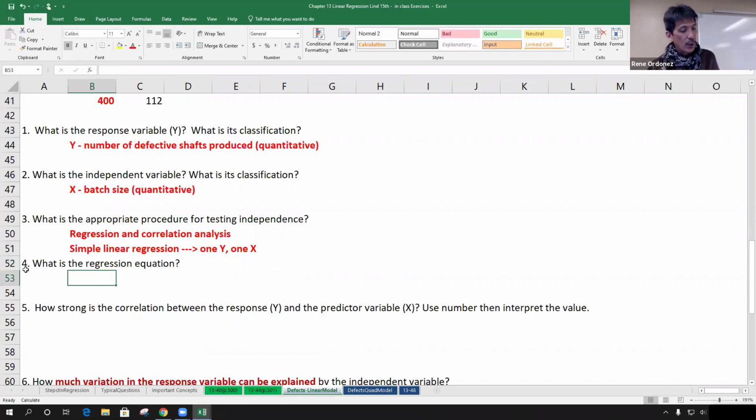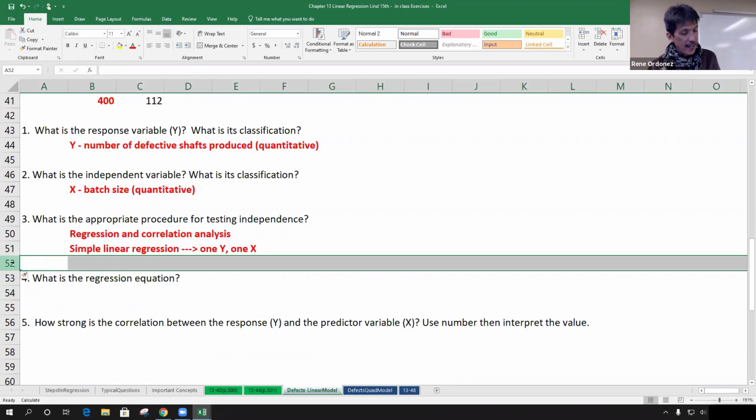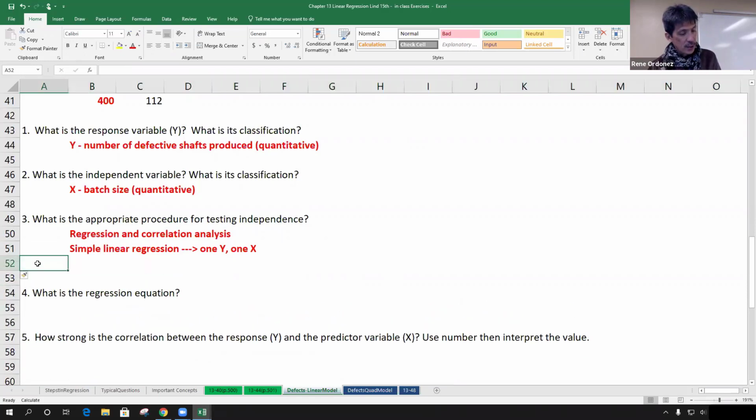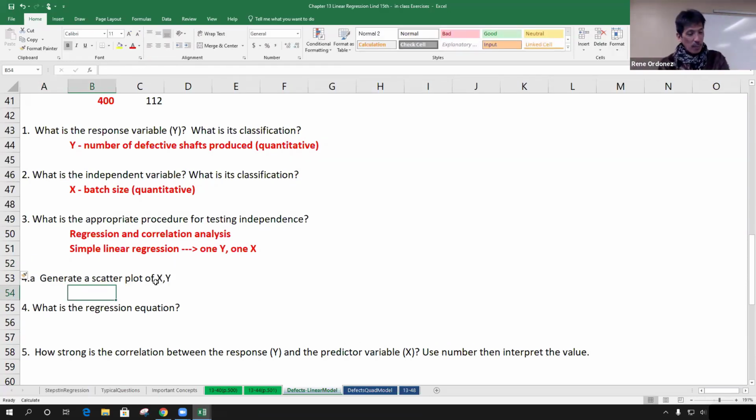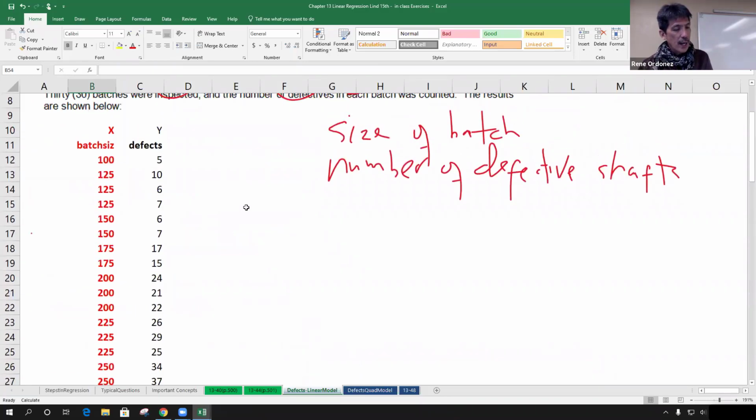But once again, before we carry out a regression and correlation analysis, there's one step that we need to do, which we will call 4A: generate a scatter plot of X and Y. And again, the idea behind generating a scatter plot is so that we can see if there is a correlation or association between X and Y based on the appearance of the plot. So we are going to create a scatter plot of the data set.